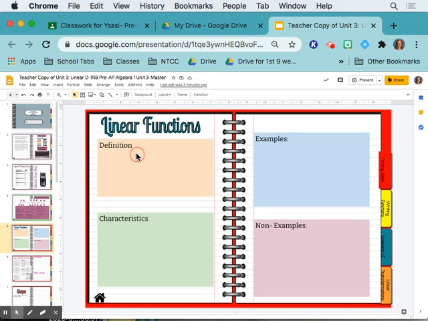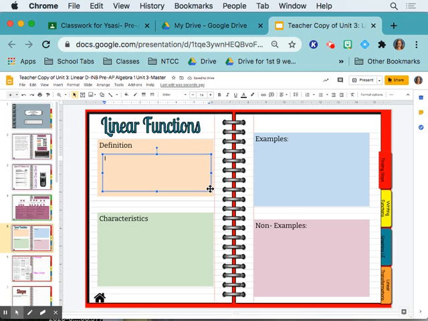Okay, so we are on linear functions. For linear functions, we want the definition first. So we need to insert a text box. What definition did y'all use for linear functions? A function in which the graph of the solutions forms a line. Let me make this bigger.